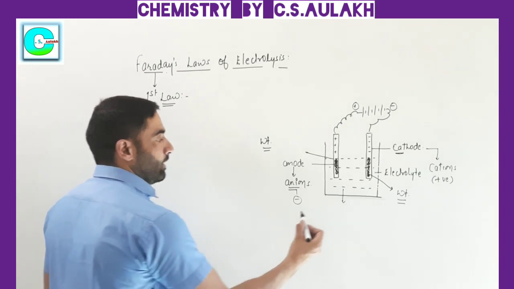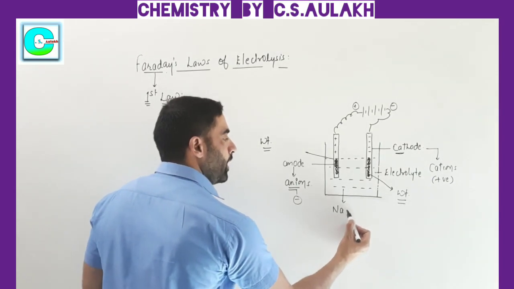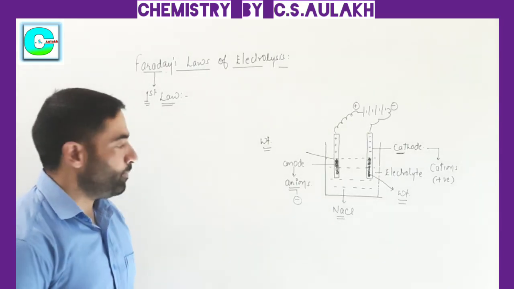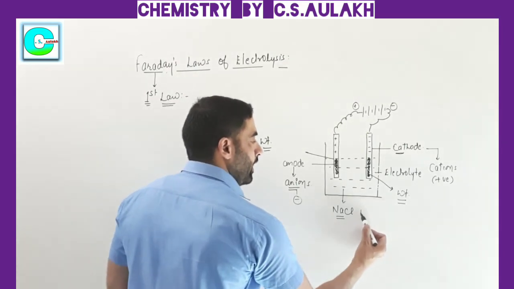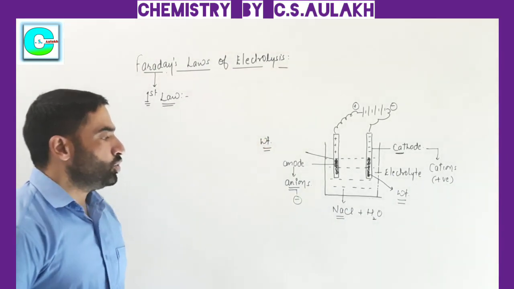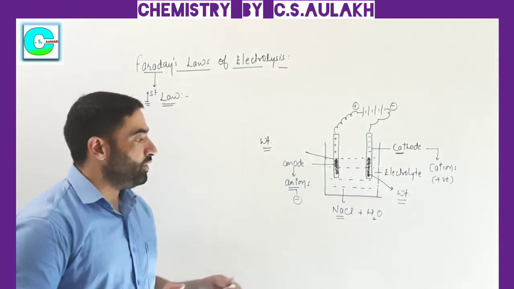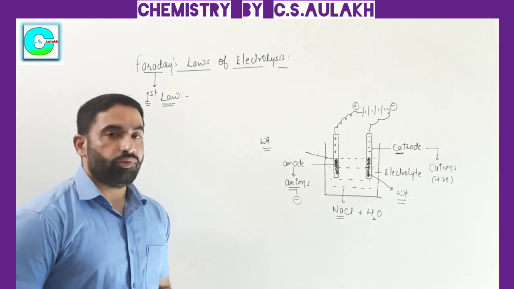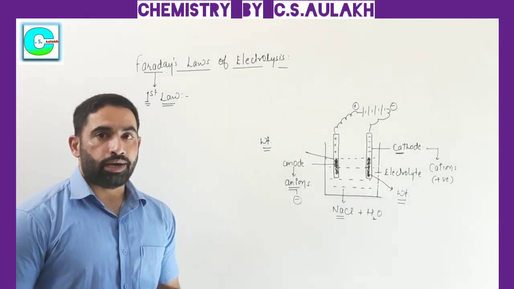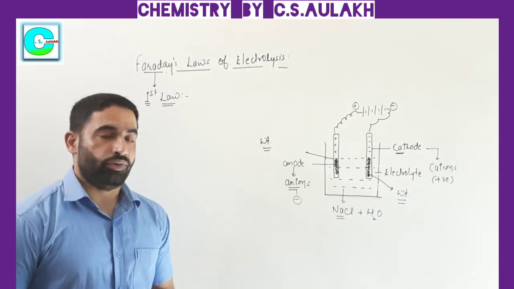We will take the example of NaCl here. Let the electrolyte be NaCl. We dissolve NaCl in water. We can say an aqueous solution of NaCl is formed, and we are passing electricity through the aqueous solution of NaCl. That is, we are performing electrolysis of an aqueous solution of NaCl.